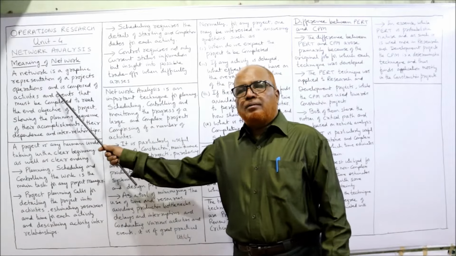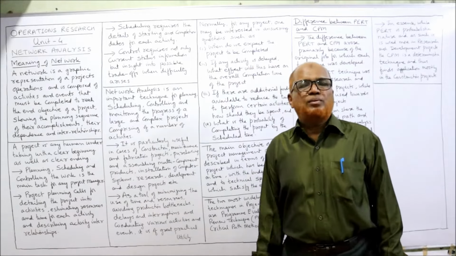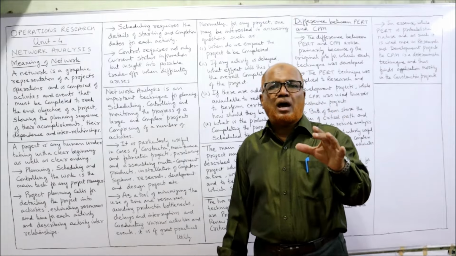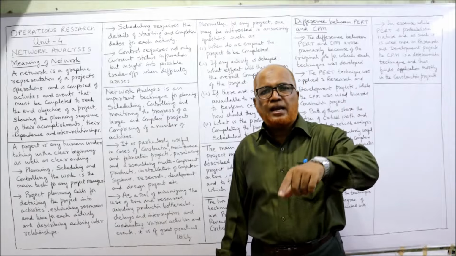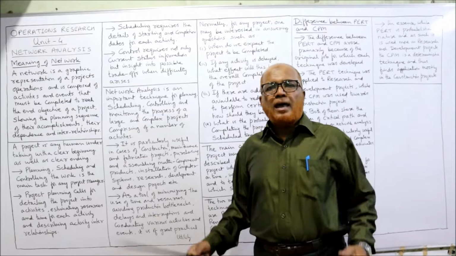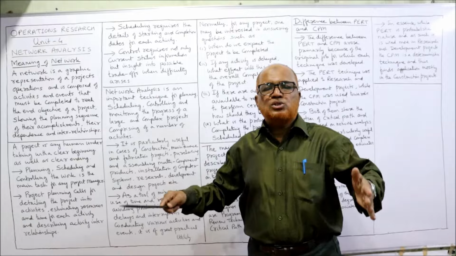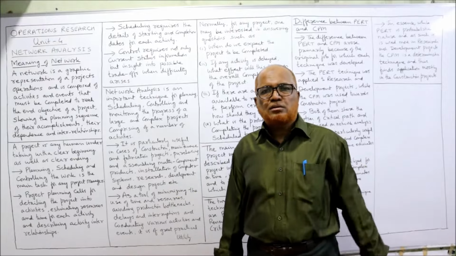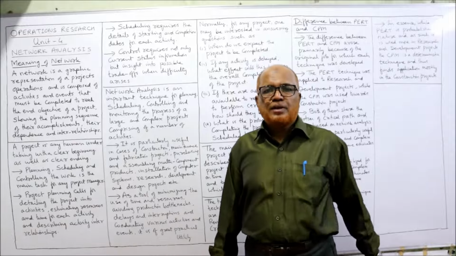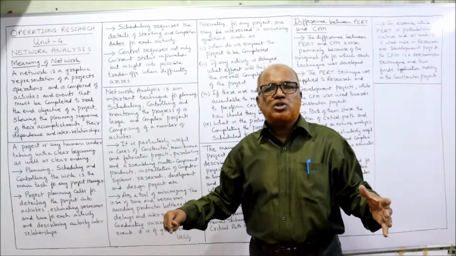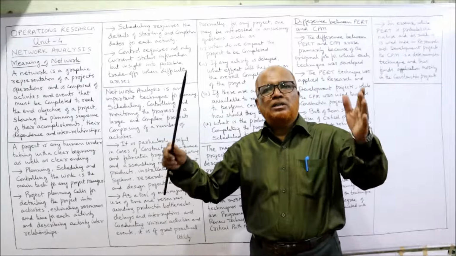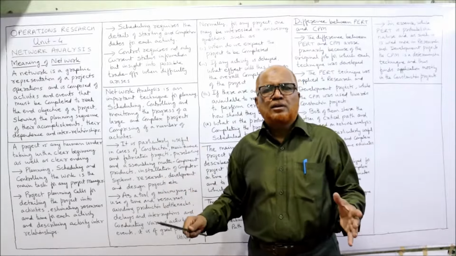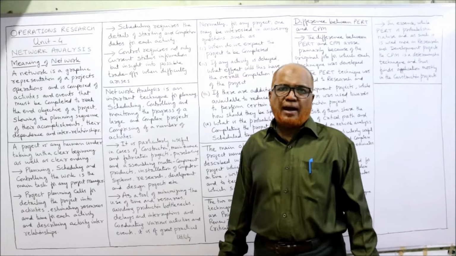Before learning about network analysis, we must know what a project is. A project is any human activity which has a beginning and an end. Example, an engineer has to construct a multi-storied building. So this completion of the building is a project. It has a beginning and an end. Starting with laying down a foundation, then putting the beams, putting the piers, putting the roof. All these are the activities. So it has a beginning and an ending.